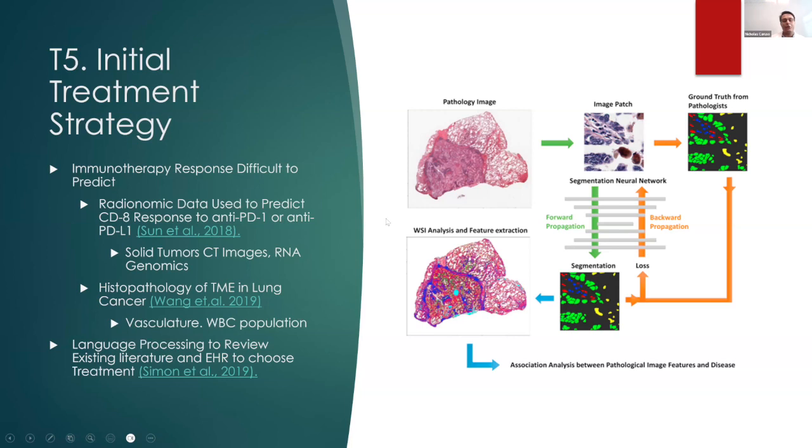And another area that we haven't been able to use yet is histopathology, like this pathology image here. With it, you can have a better idea of the vasculature and white blood cell population. Those are two areas that affect the ability of immunotherapy to treat a cancer, because it needs the vasculature to get there, and white blood cells can produce cytokines that make immunotherapy feasible or not.